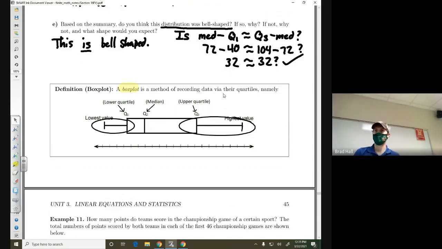So, does anyone have any questions before we look at the next example? Is everyone all right?